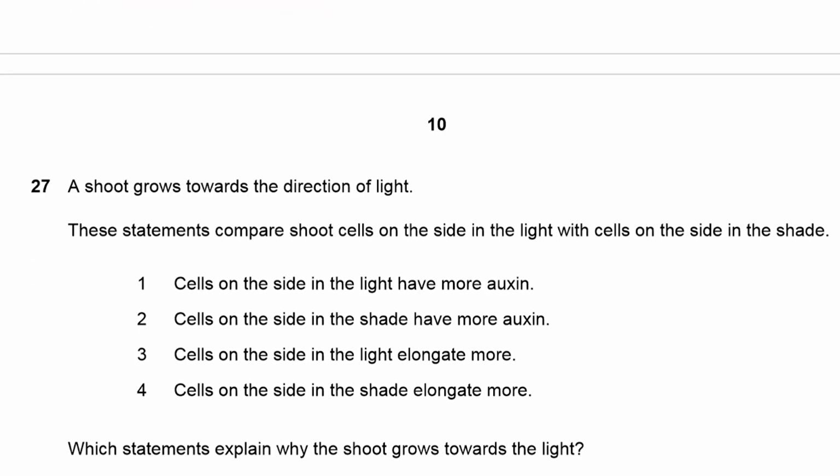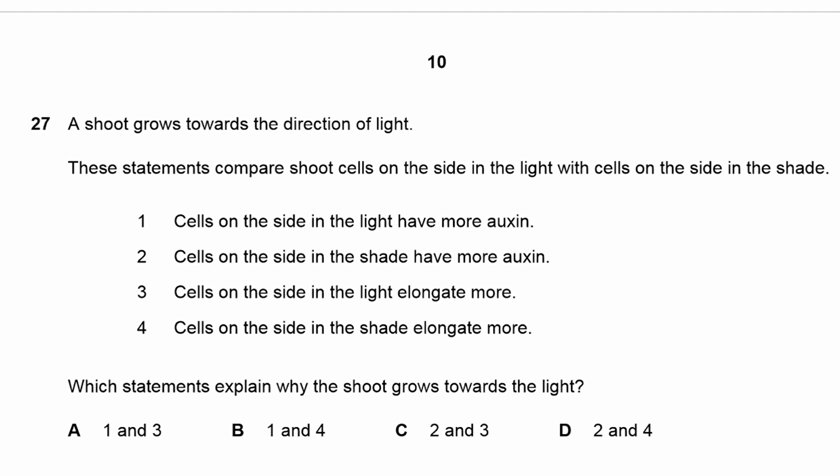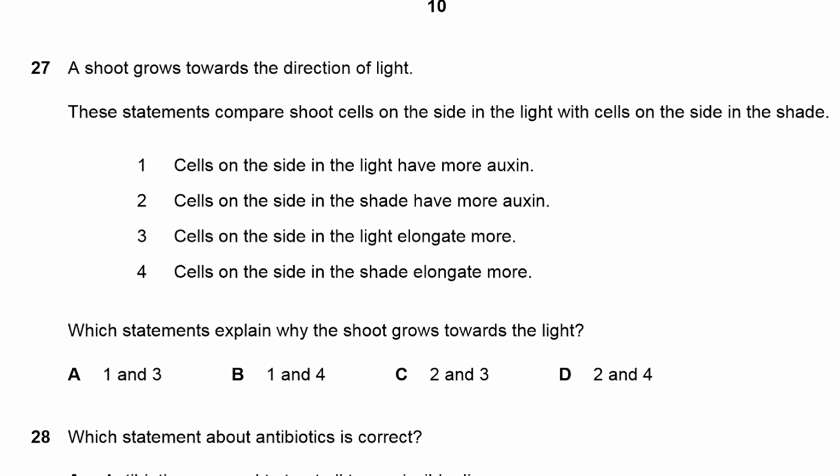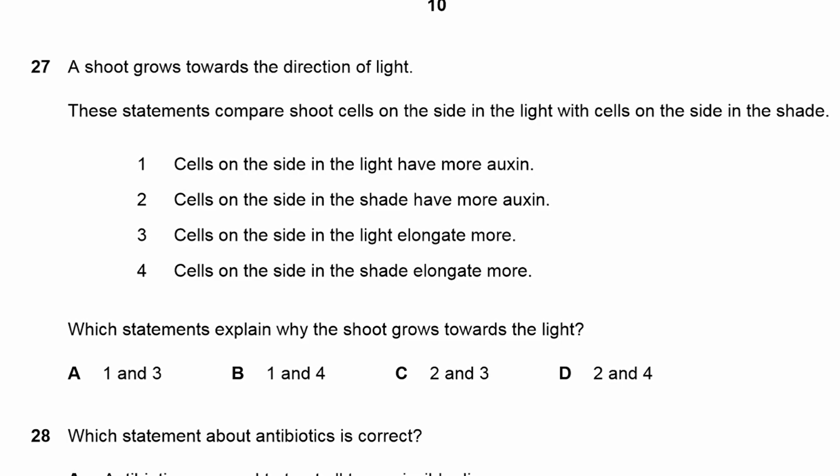Number 27 says, a shoot grows towards the direction of light. These statements compare shoot cells on the side in the light with cells on the side in the shade. The statements are, cells on the side in the light have more oxygen. Cells on the side of the shade have more oxygen. That is correct. Cells on the side of the shade have more oxygen. So we'll take number 2.